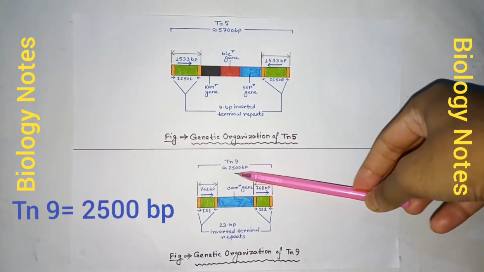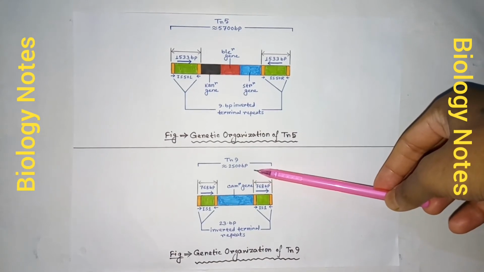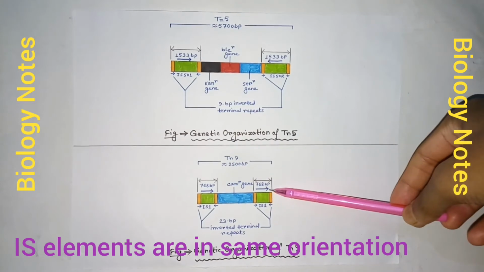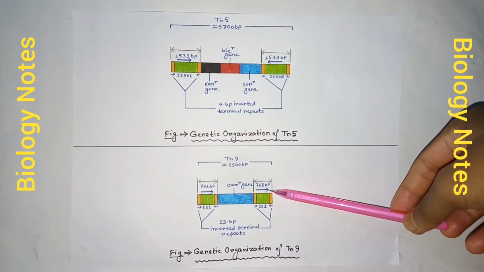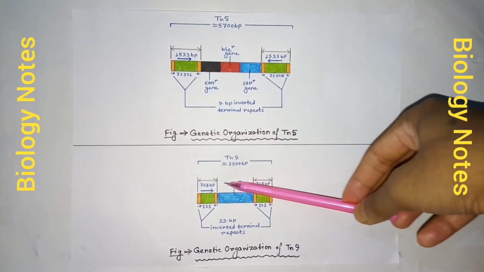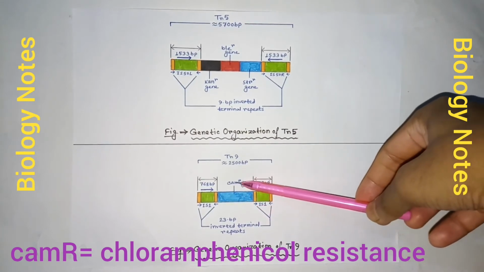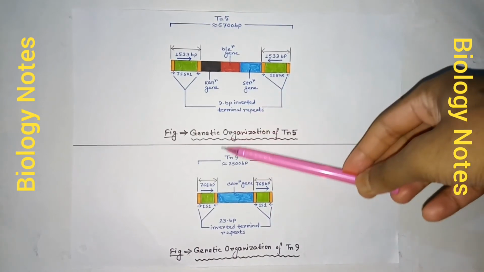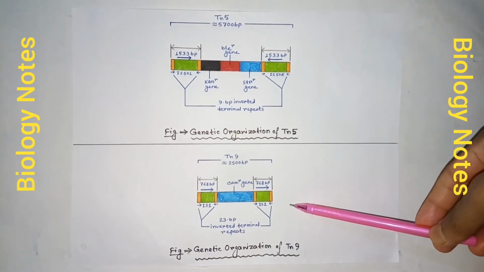Tn9 is approximately 2500 base pairs long. The flanking IS elements are in the same orientation with respect to each other, and each IS element is 768 base pairs long. It contains chloramphenicol resistance genes designated as the CamR gene. So, these are all about the genetic organizations of 3 common composite transposons in bacteria.